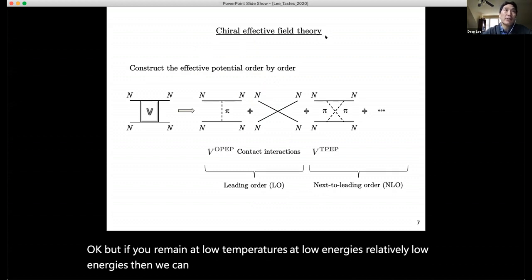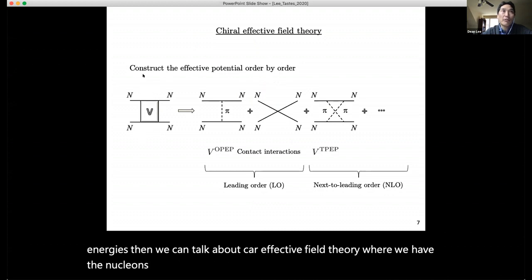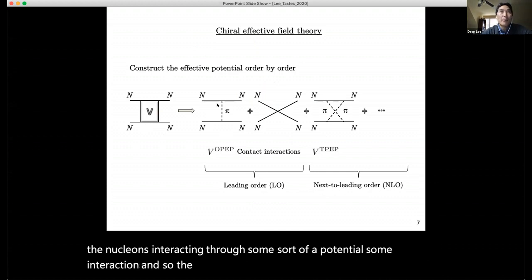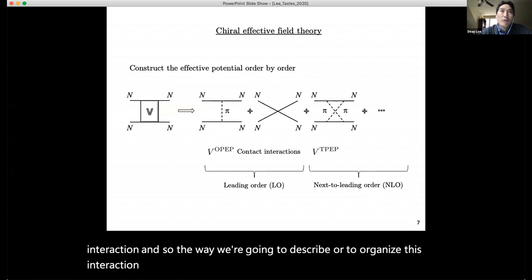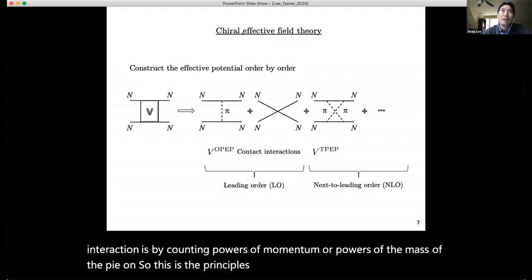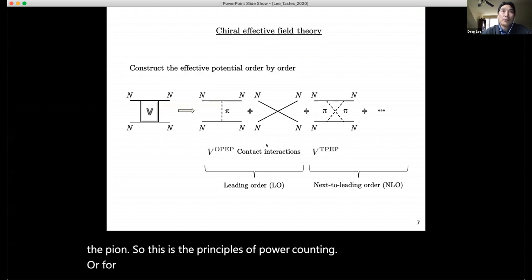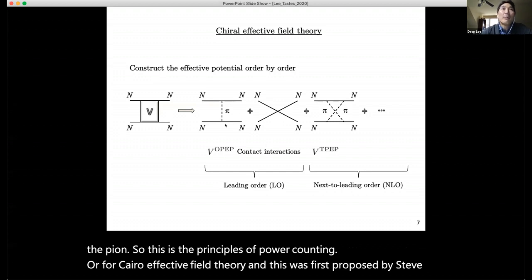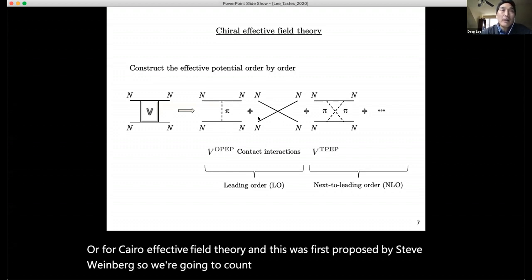But if you remain at relatively low energies, then we can talk about chiral effective field theory, where we have the nucleons interacting through some sort of potential. The way we organize this interaction is by counting powers of momentum, or powers of the mass of the pion. These are the principles of power counting for a chiral effective field theory, first proposed by Steve Weinberg.